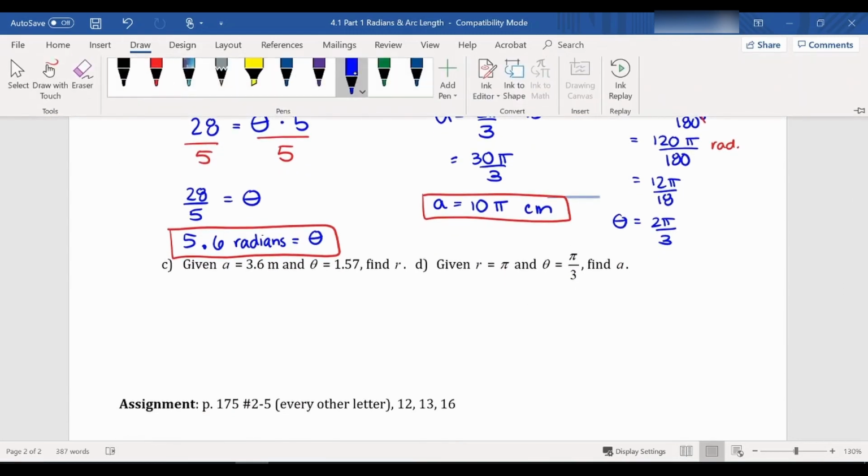If you'd like to, you could pause here and try the next two on your own and then come back and look at the answers. That might be helpful if you're finding this easy. If you're finding this a little bit more difficult, you can continue to follow along.